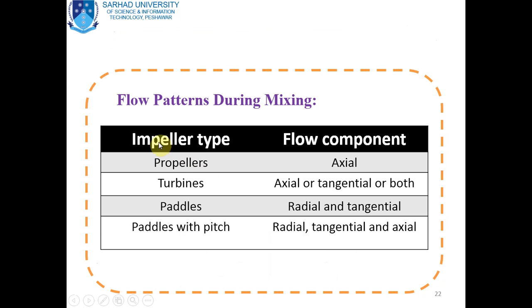Now in this table you can see which impeller type we use when the flow component is observed. In case of propellers, the axial flow component is observed. In case of turbines, axial or tangential or both are observed, while in case of paddles, radial and tangential. And if we use a paddle with pitch, then radial, tangential and axial flow patterns will be experienced.